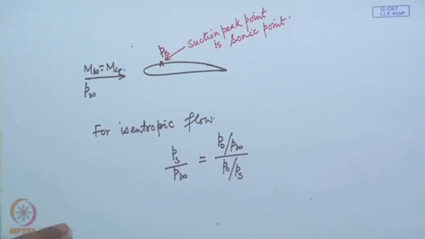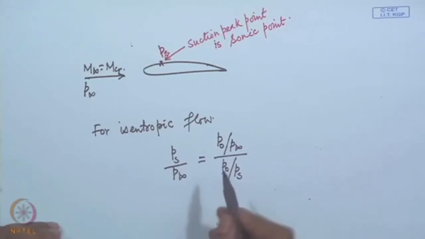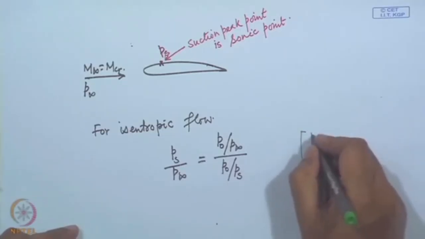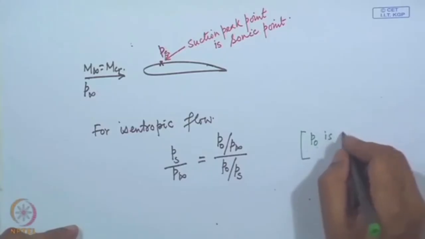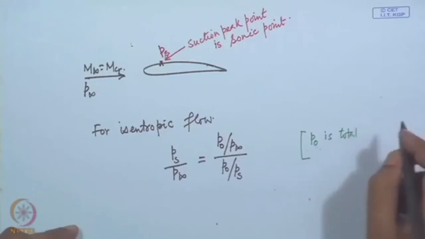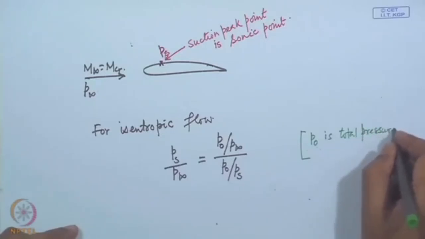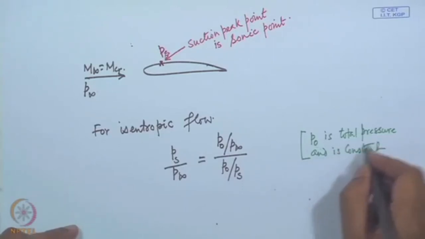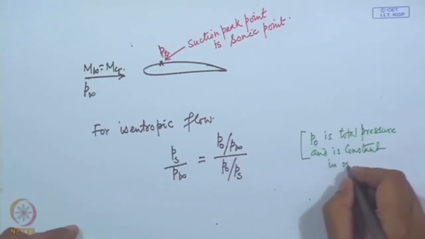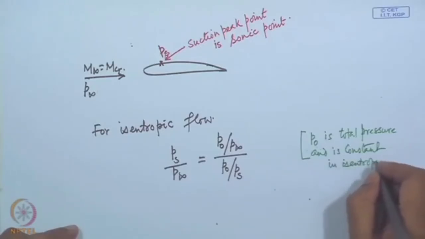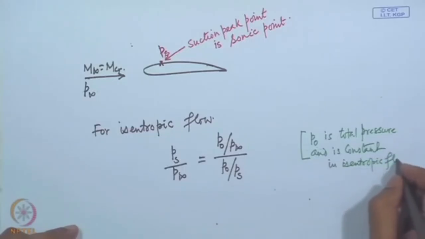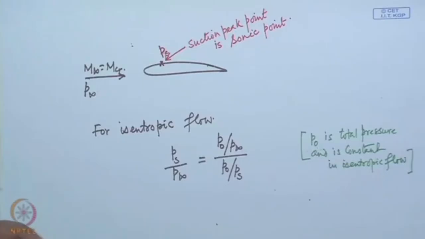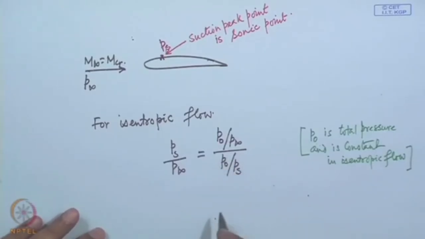Now, in an isentropic flow, P0, the stagnation pressure or total pressure, is constant. These relations, of course, we can substitute in terms of the Mach numbers.